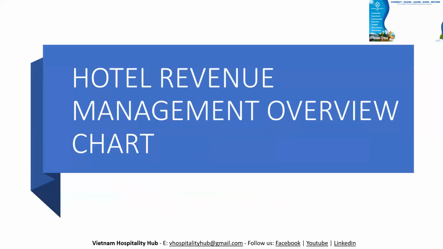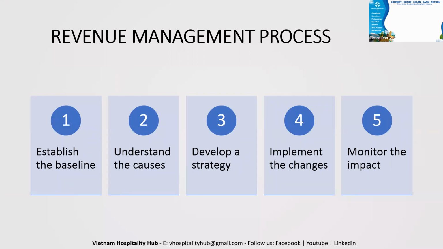So that's the chart. Then we talk about the revenue management process. Anytime you want to implement a revenue management strategy at your hotel, you need to remember this process. The first one, we talk about establishing the baseline. That means you need to have some base, like the statistics you have on the reports, on the data, for you to base on that. So you can do the analysis to understand the causes. After you understand the causes, then you develop the strategy to fix the problem.